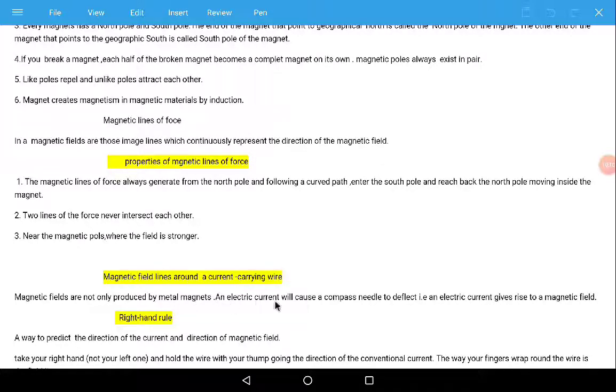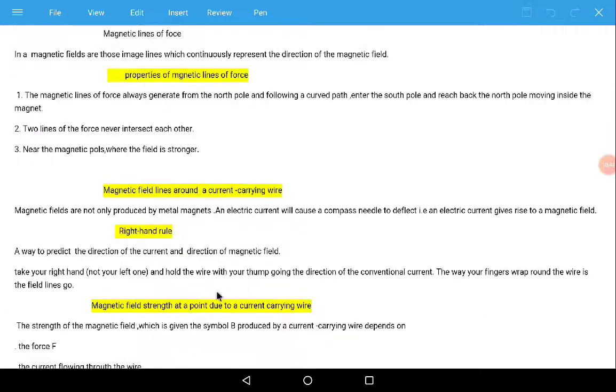An electric current will cause a compass needle to deflect. So an electric current gives rise to a magnetic field. If there is no electric current, there is no magnetic field produced other than by metal magnets. So the interaction between the magnet and the current is what you call a magnetic field. So a field is a region.